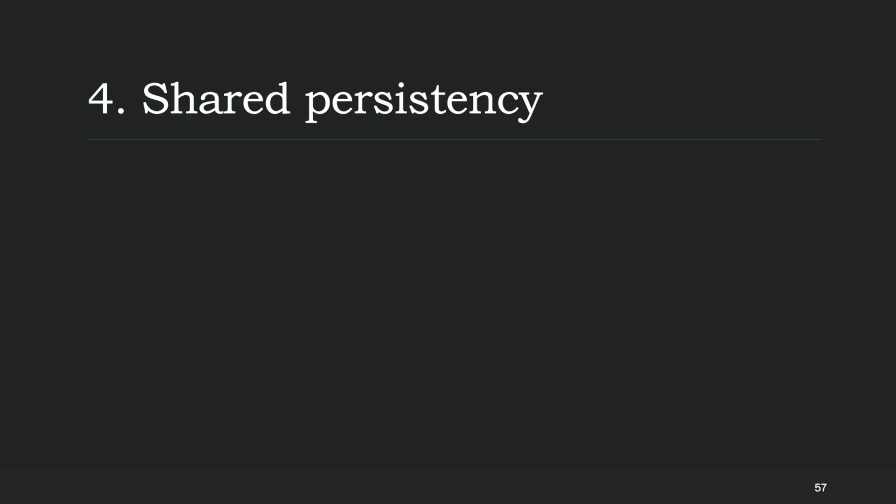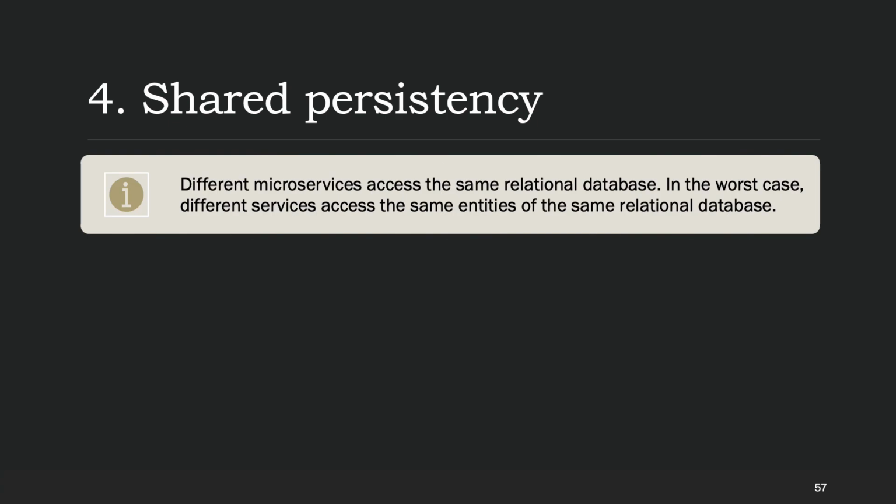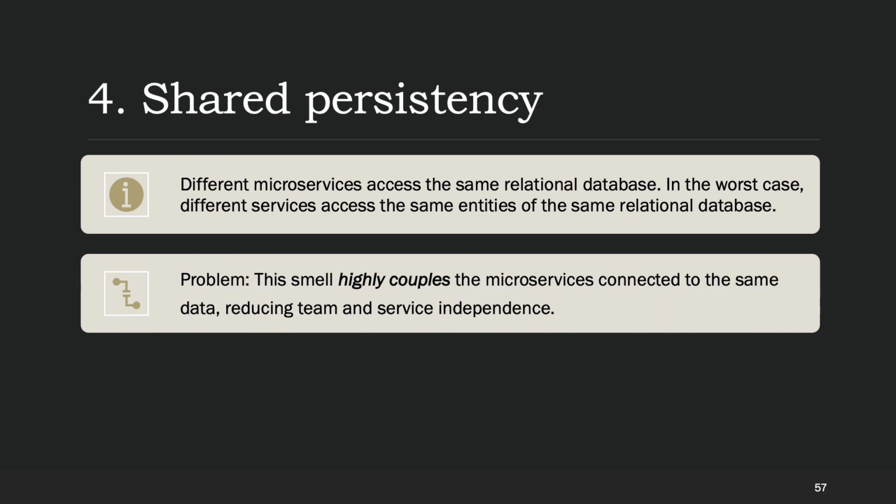Another commonly mentioned and pretty harmful bad smell is shared persistency. Shared persistency means that there are different microservices that access the same relational database, or even worse, the same entities of the same relational database. The problem here is, of course, that this results in highly coupled services accessing the same data, so the teams developing them are also less independent and must coordinate when they make any sort of data operations. This could be very bad for performance, but also for maintainability.